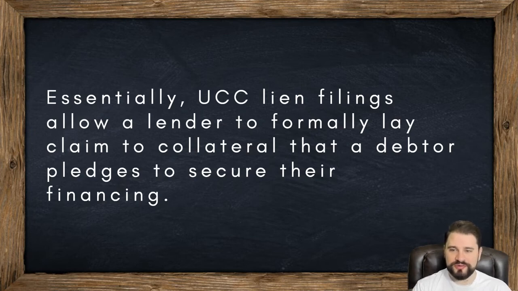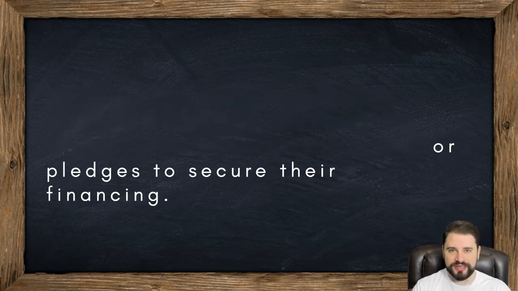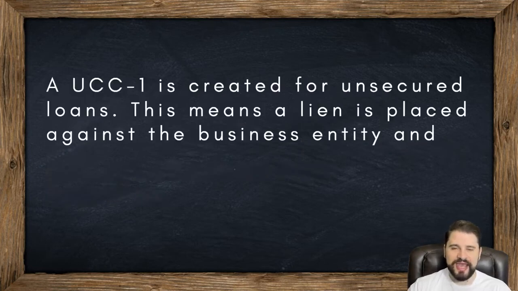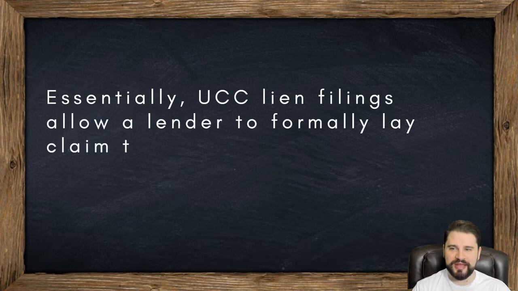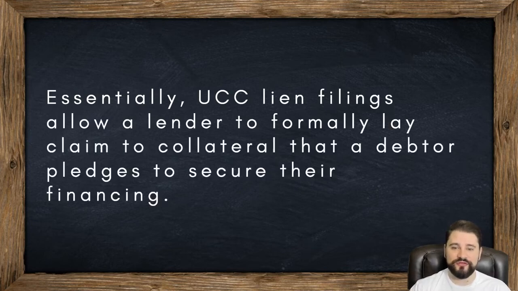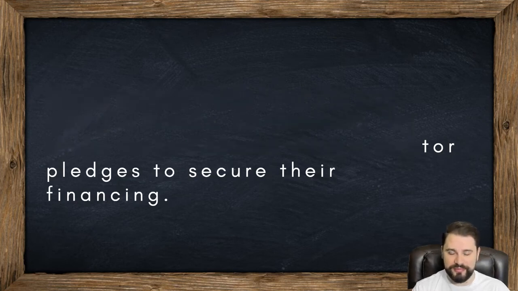But there's also loans, obviously, that we're providing that are unsecured, like a cash advance, right? So in that case, a UCC1 is created for unsecured loans. This means a lien is placed against the business entity and one or more of the debtor's assets to secure the loan amount the debtor borrowed, right? So a little bit of an adjustment there, but it's basically the same thing, okay? Just to back it up again, the filing allows the lender to formally lay claim to collateral, right? Placing a lien on an actual piece of real estate, whatever it may be.